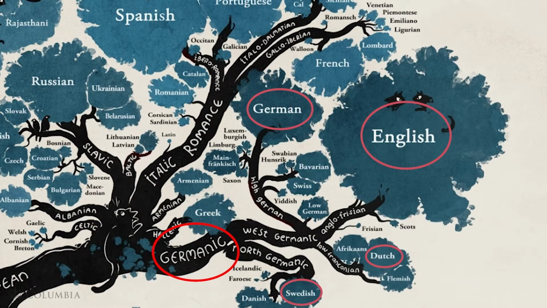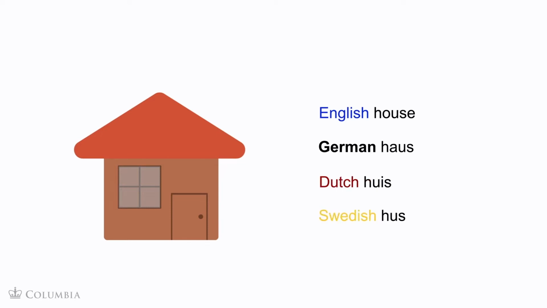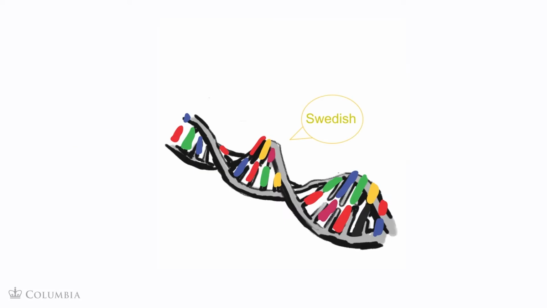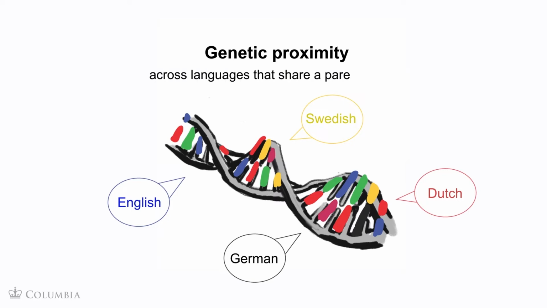We can see the linguistic proximity between them through the translation of the word house across some of the Germanic languages. House in English, Haus in German, Hus in Dutch, and Hus in Swedish. As we can see, all these words for house in Germanic languages are transparent words, meaning that they have similar spelling or similar pronunciation and the same meaning. This type of linguistic proximity is called genetic proximity because it's found across languages that share a parent language.